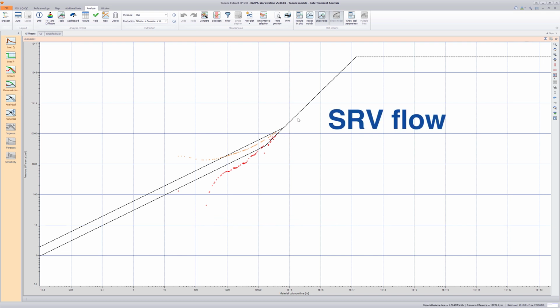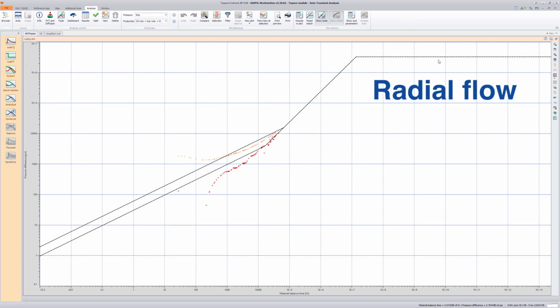Next, observe interference across the fractures, resulting in a unit slope line which denotes an equivalent stimulated reservoir volume, SRV. Finally, radial flow stabilization occurs, which denotes flow from the reservoir to the fractures. In reality, this is never achieved due to the low permeability in unconventional reservoirs.